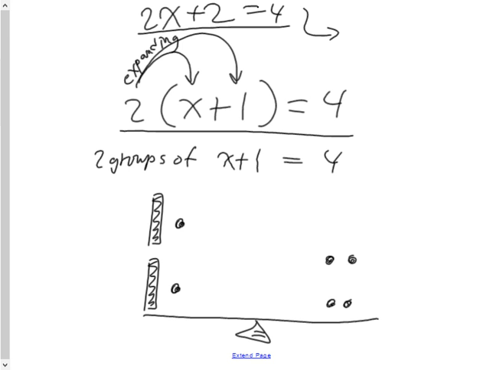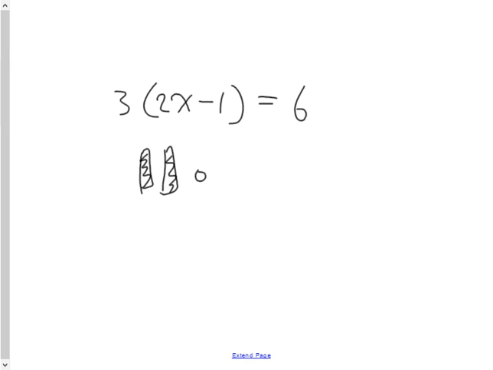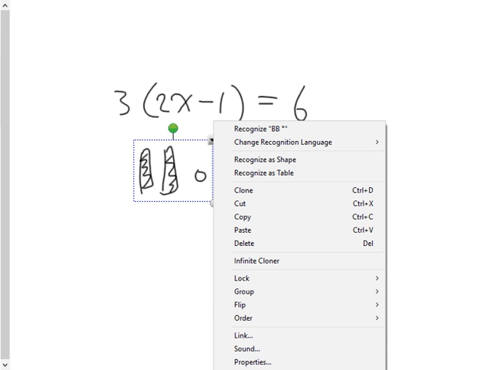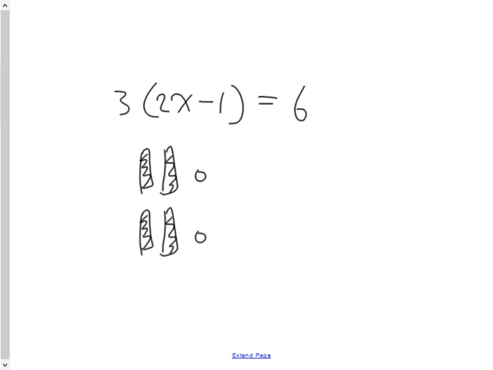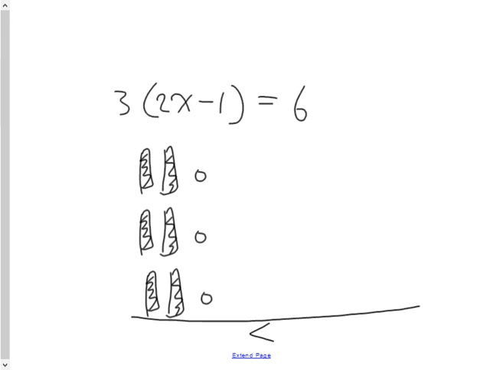Okay? So if we had another equation like this, let's say we had 3 bracket 2x minus 1 equals 6. Well, when I draw this, I have 2x and a minus 1, and I triple it. Just like doubling it, I could see the tripling of 2x minus 1 equaling 6. I'll draw my 6 over here.